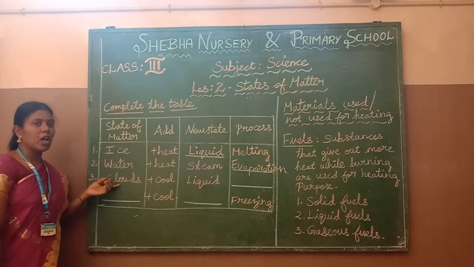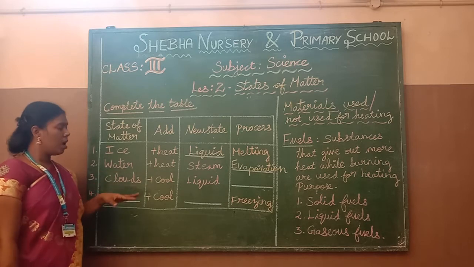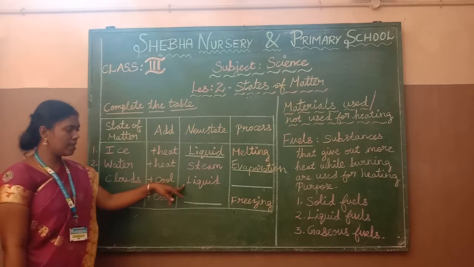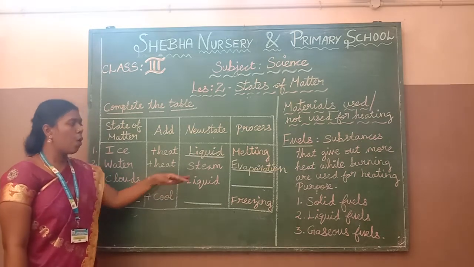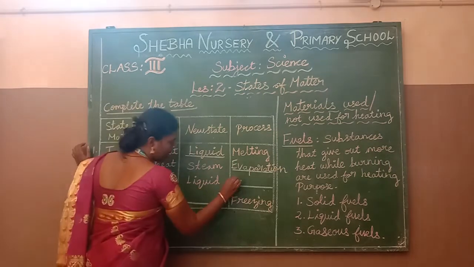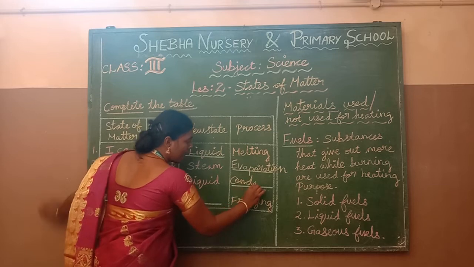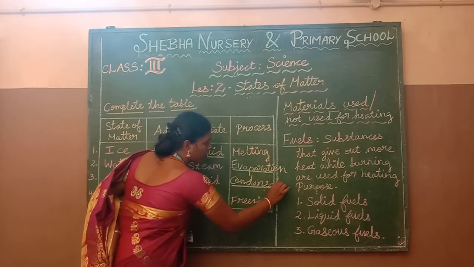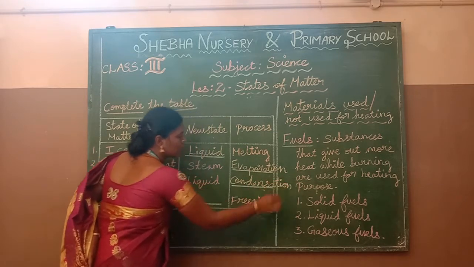Next, clouds are also a gas. Clouds become cool, it is the liquid. This state is liquid. What is the process? This process is condensation.